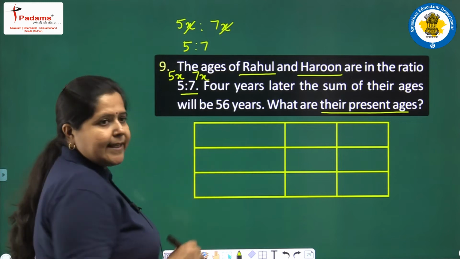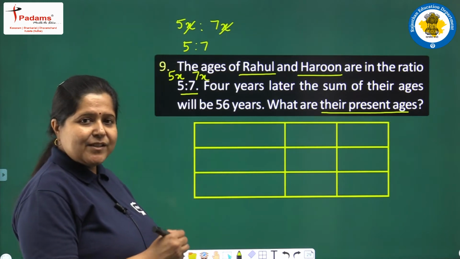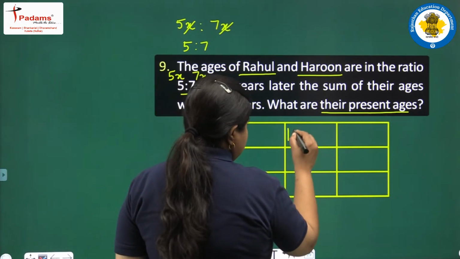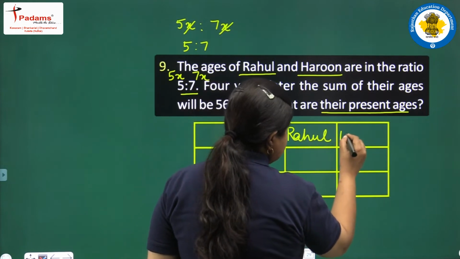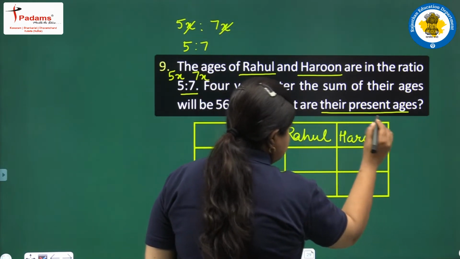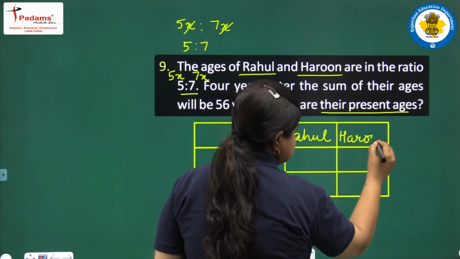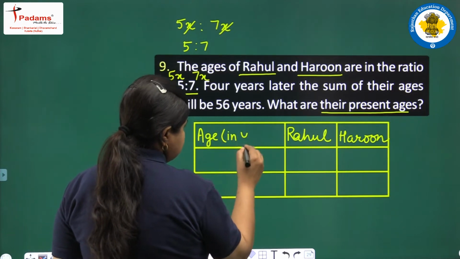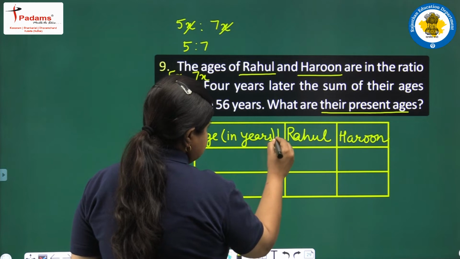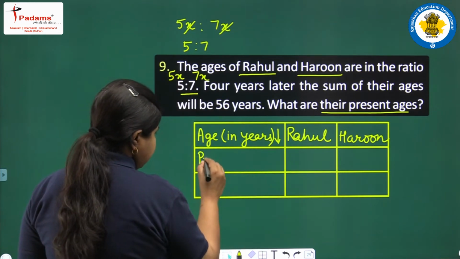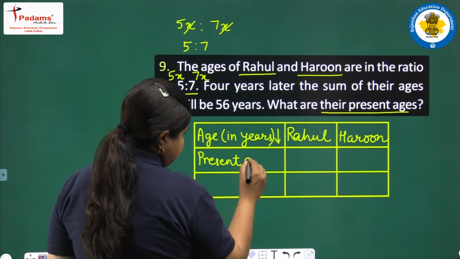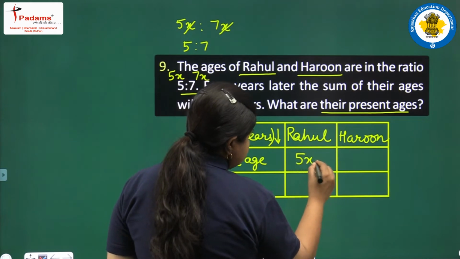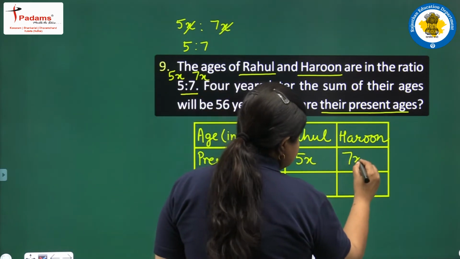Again we will write all these things in the form of a table because it is easy to understand and easy to present the answer. We take one column for Rahul and the second column for Haroon. We write the age here in years, of course. First of all we will write the present age: of Rahul we are assuming 5x years and of Haroon 7x years.